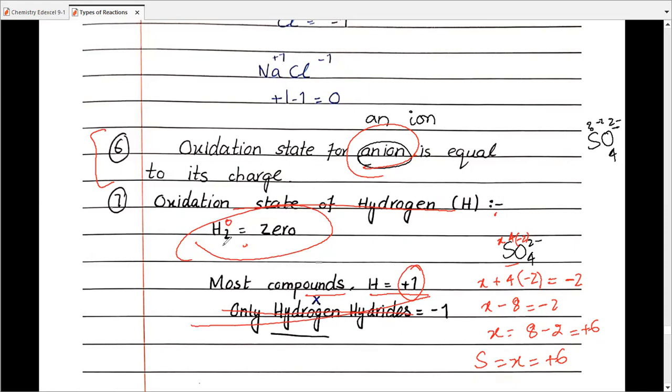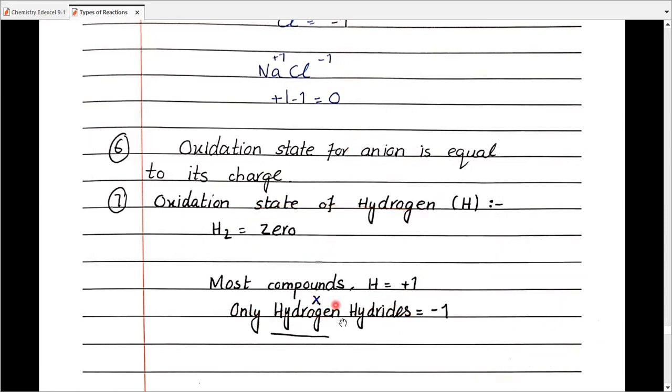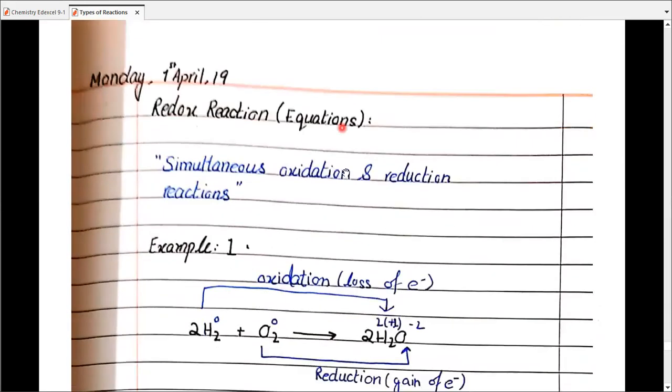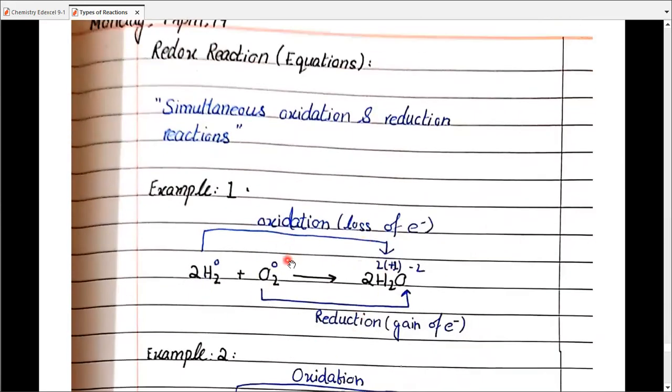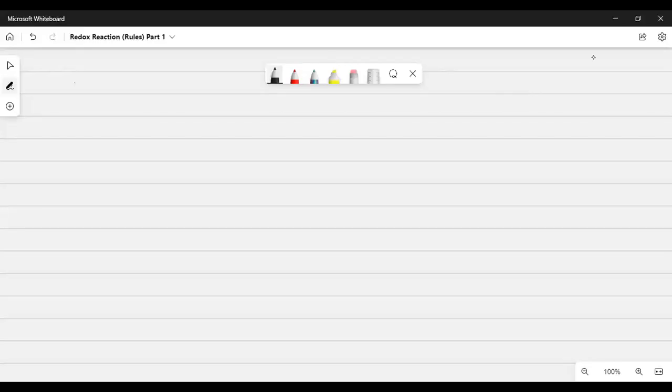Let's work out some examples. If we go any further, they directly jump to equations. I'm not going to directly jump to equations. I'm going to first lay out the basics for you, compound by compound, ion by ion, and then we're going to go for an equation. So I'm going to stop sharing over here. Let's practice a couple of compounds first. Remember, the simple rule was the sum of the oxidation states of all the elements in a compound is equal to 0.